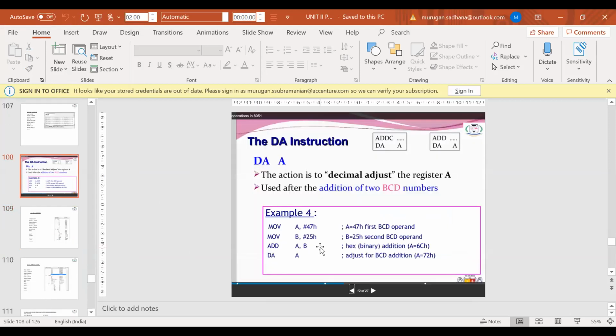Okay. So how can we write this program now? 47 plus 25, what is the answer? Actually, the answer is 60 here, but what we will get is 72. Okay. I think I will share the whiteboard.